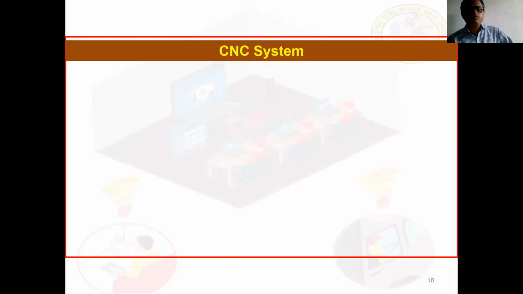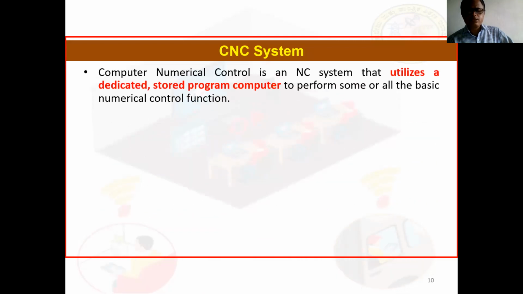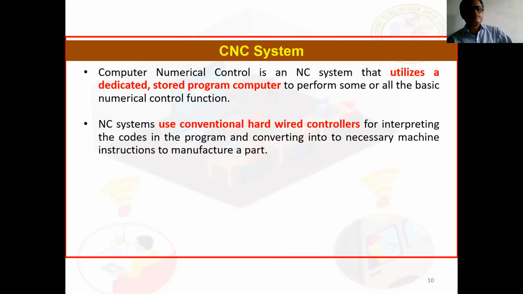Now, what is a CNC system? We have discussed already NC system. What is a CNC? It is a computer numerical control system. It is an NC system which utilizes a dedicated stored program computer to perform all the basic numerical control functions. So in CNC system, we are using a dedicated device known as computer.